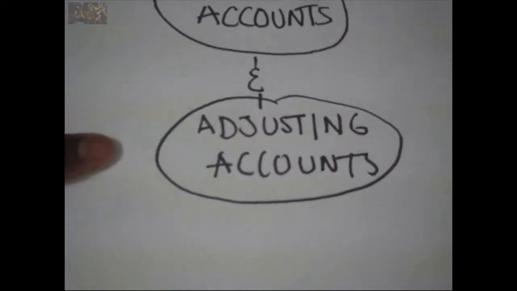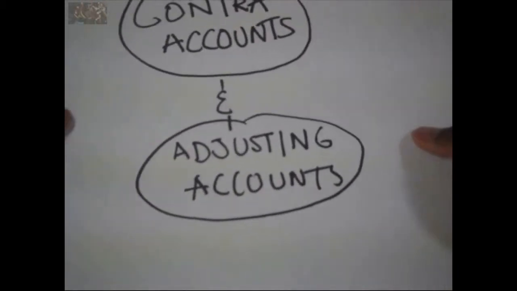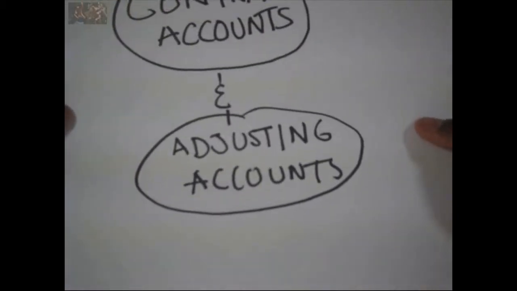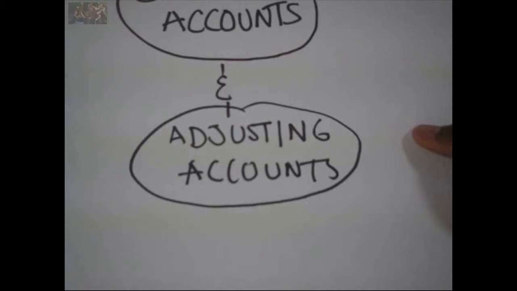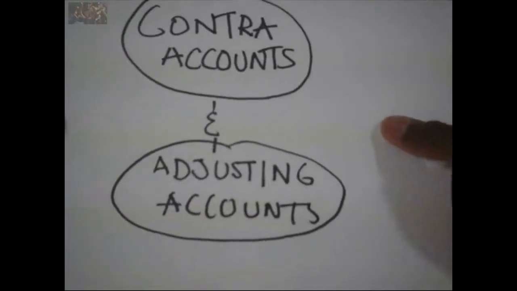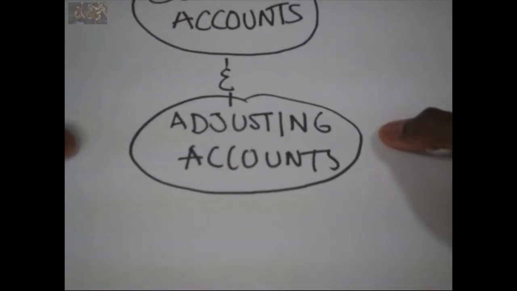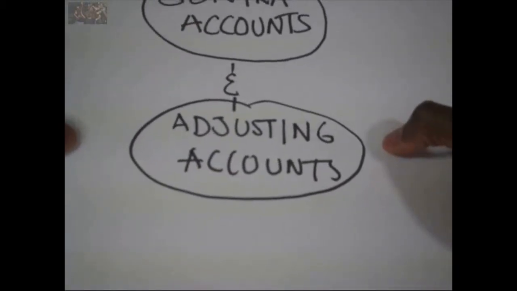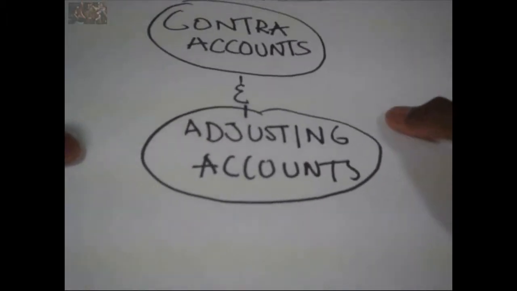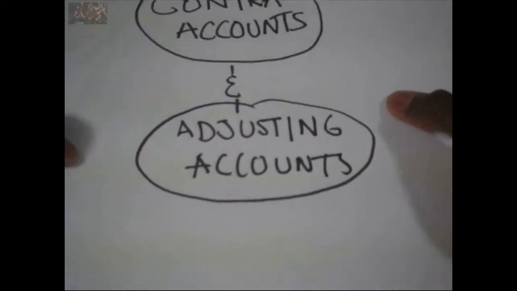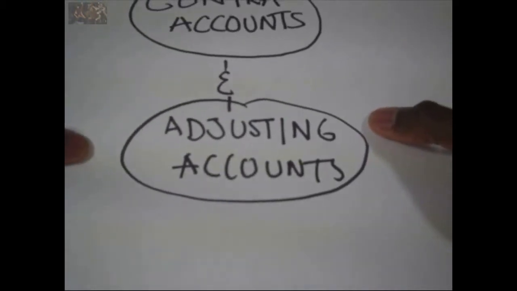Okay, so adjusting accounts. Really, what you could think of adjusting accounts as are adjusting entries, and they affect the balance sheet and the income statement. Okay, they're always going to. That's one characteristic of adjusting accounts. All right, so they bring assets or liabilities into proper balance, and I'm going to try and explain this visually.